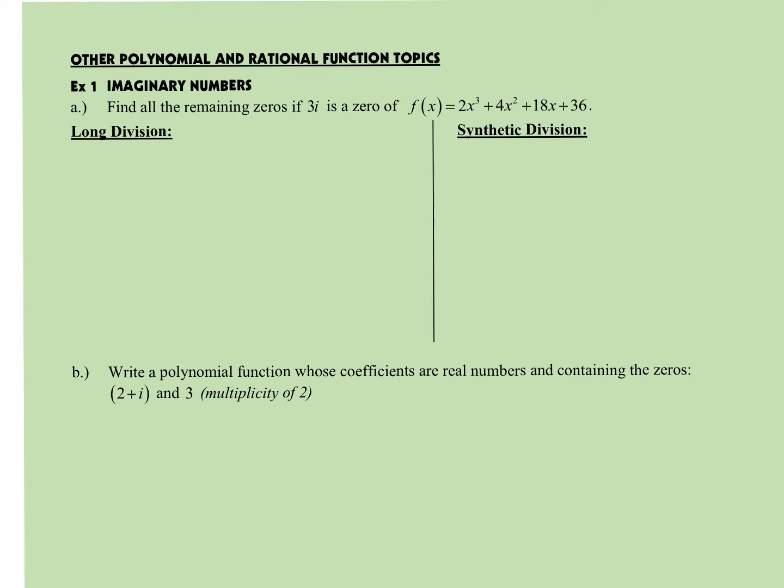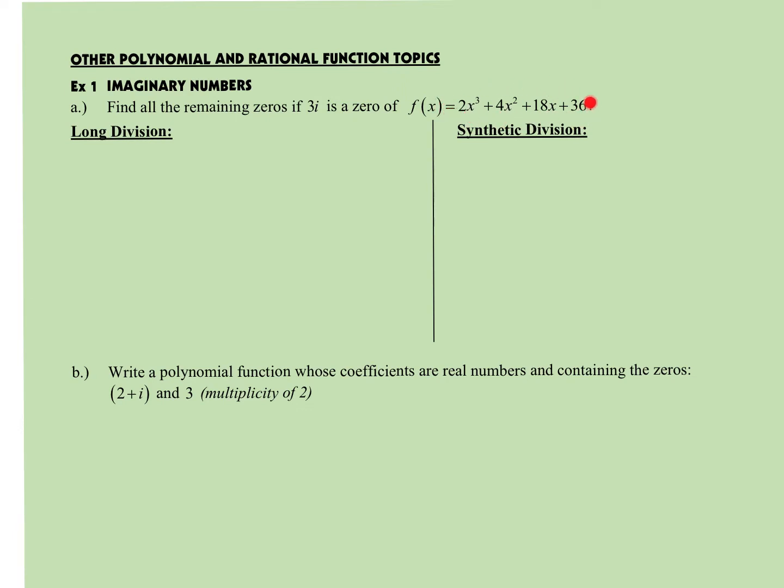In this video, I'm going to go through two new skills related to our imaginary numbers and some skills that you need to be comfortable with when working with imaginary numbers. The first one is going to be finding remaining zeros when you are given an imaginary number as one of the zeros.